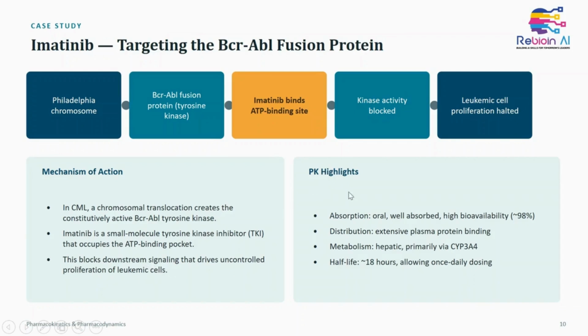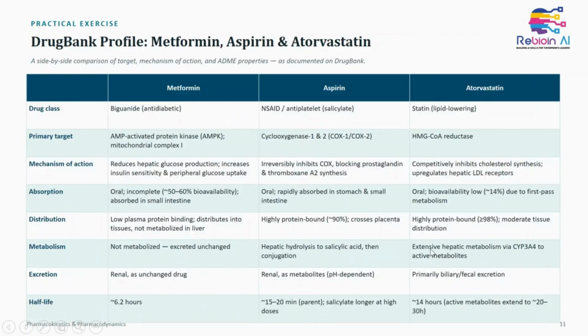This is the PK highlights of our drug imatinib. So you can see here the ADME of our drug. Absorption is oral. It is well absorbed, and bioavailability of this drug is a whopping 98%, which is very high. Distribution is through plasma protein binding, and metabolism is hepatic, primarily through cytochrome 3A4. The half-life of the drug is 18 hours, which is very good, and because of this half-life it is taken once a day.